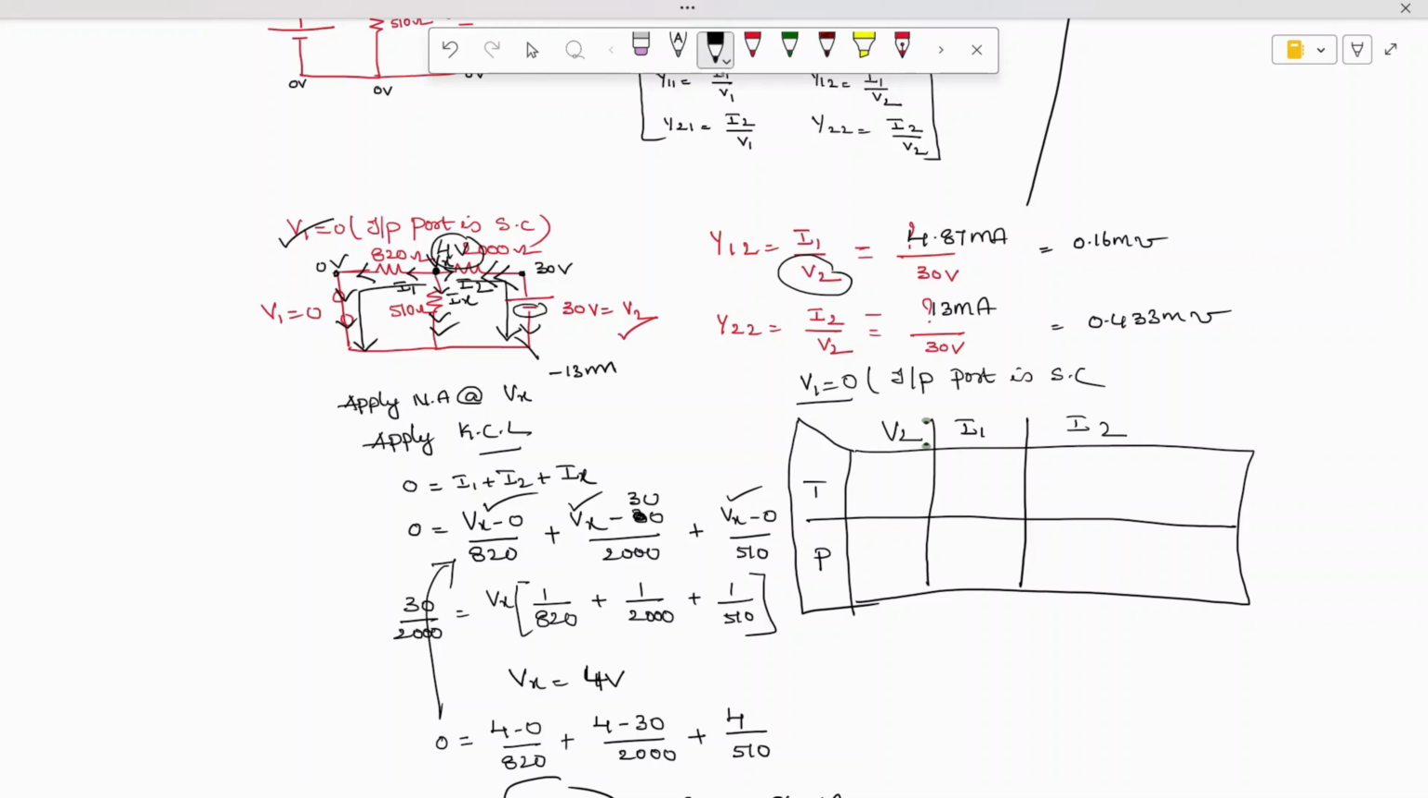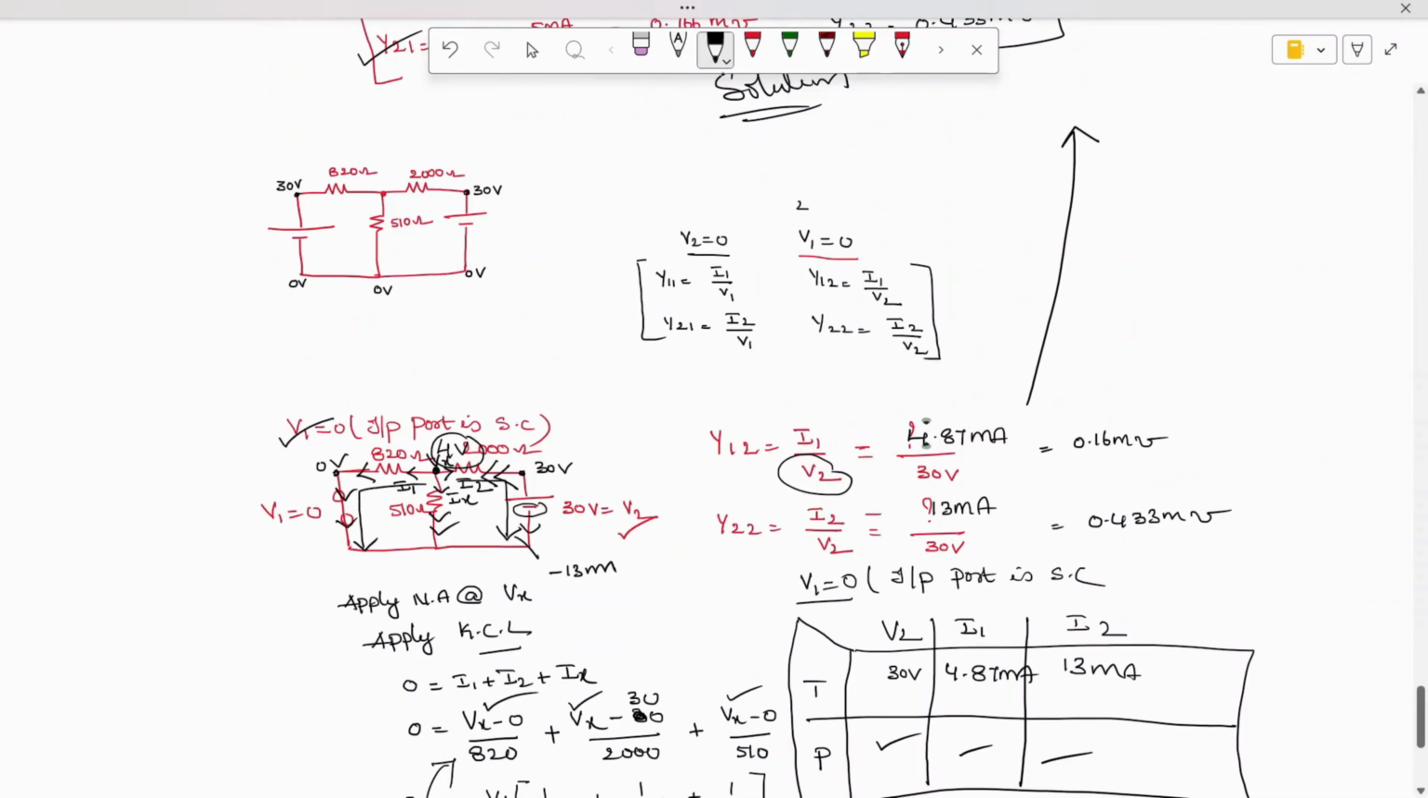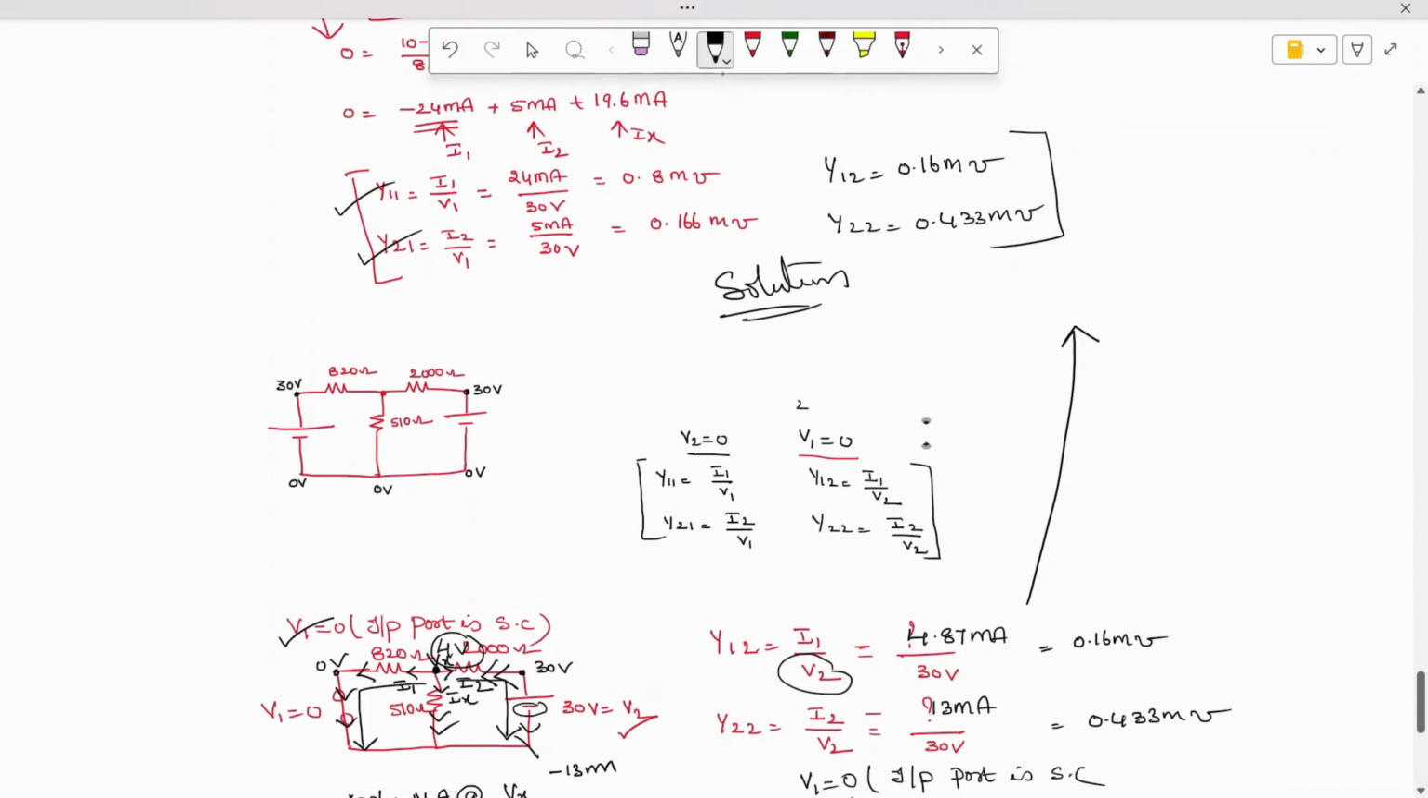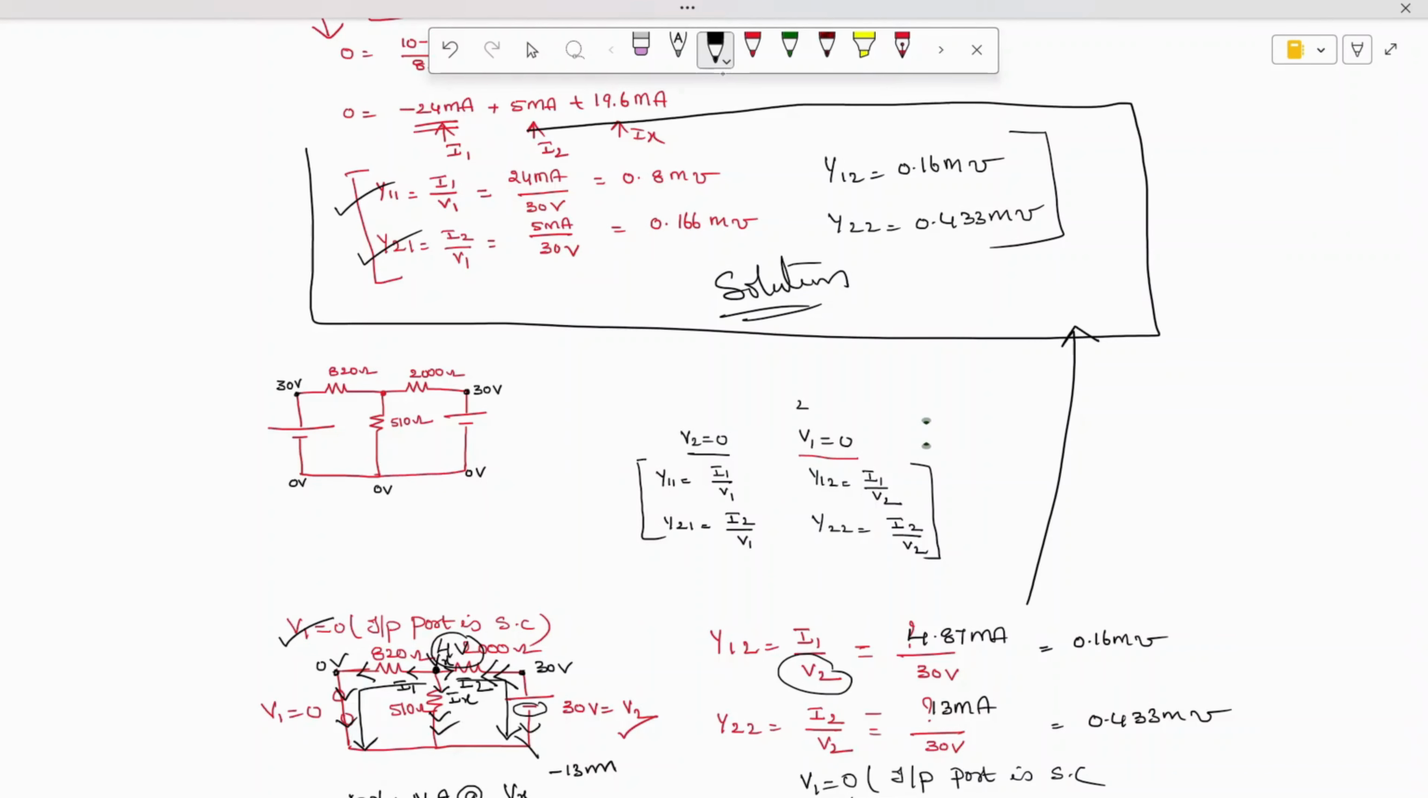V2 value is how much? 30 volts. I1 value is 4.87 milliampere. I2 value is 13 milliampere. So do the practicals, and you'll get similar values. Then please substitute, and you are going to get the resultant y parameters of the given network. This is the resultant y parameters of the given network.